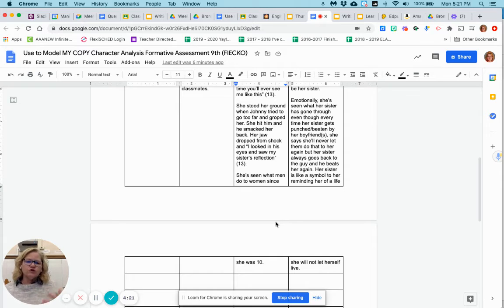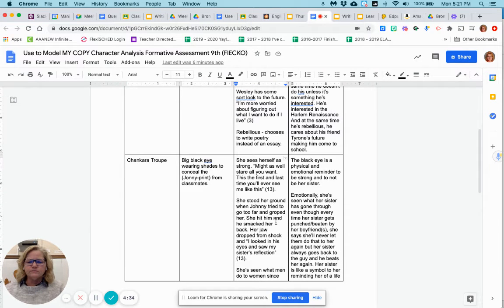So her inner goal is to not be her sister, and that she's not going to let some guy beat her up like that. She sees herself as having a better life. So that's how I filled out the character chart for Shankara Troop. And I have two different pieces of evidence for my thinking.